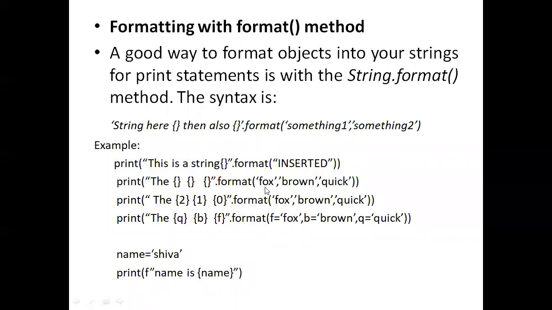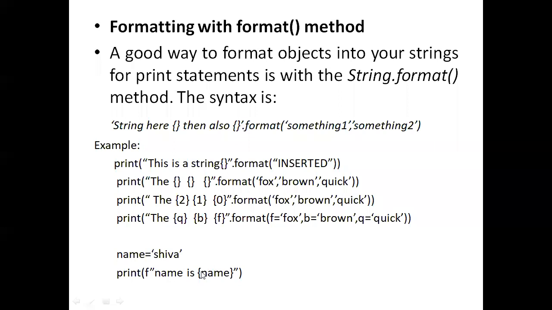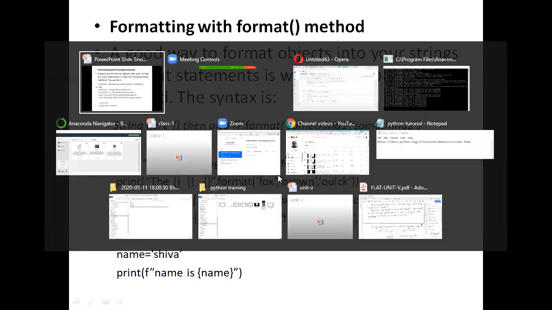And we have another type of format. If you want to use Python variables directly, then you go with the f method. F, immediately you start double quotations and mention something, and within curly braces you put the Python variable. So we'll work on this one.